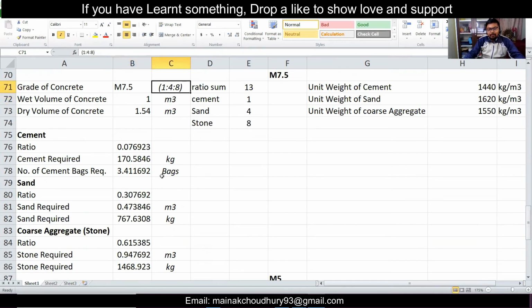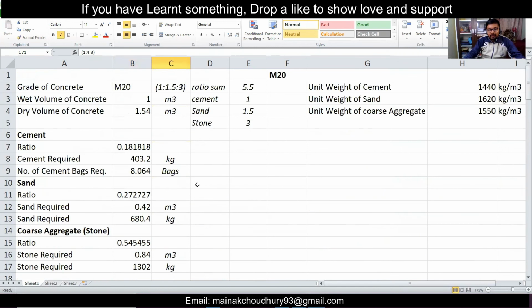For PCC, if you want to find out the number of bags of cement, just find out the volume of concrete and multiply the volume by 3.41. You will find the number of bags. Similarly, suppose you want to find out the number of bags for an M20 grade concrete footing: just find out the volume of concrete used in that particular footing and multiply by 8.064 bags. You will find the number of bags required for that particular footing.